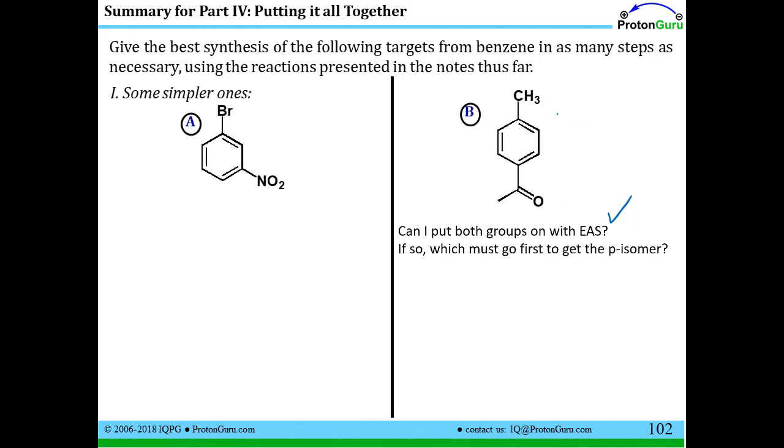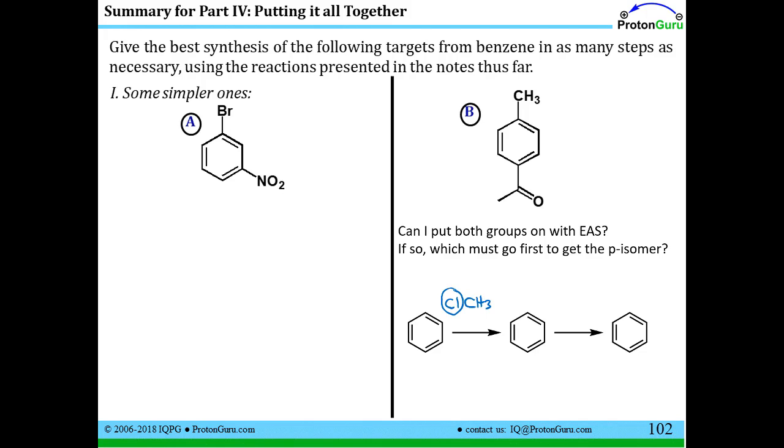What if we have the methyl group on first and we put the acyl group on second? Well, the methyl group will direct ortho or para to it. So we'll get a mixture of products, but at least we'll have favored the desired para product as one of the two we'll get. So that thought process tells us we want to put the methyl group on first, and we need to have the chloromethane as the starting material.